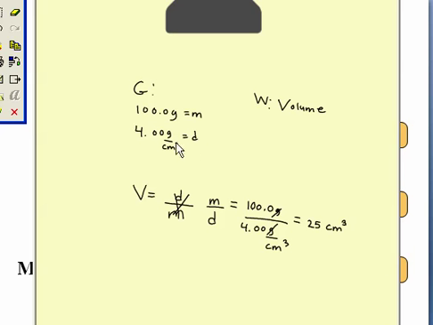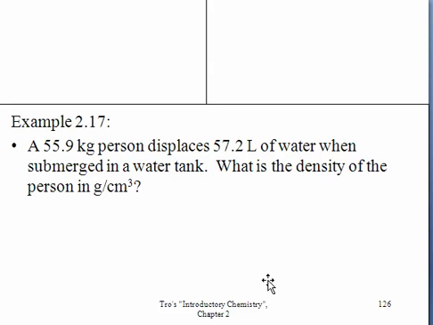Now let's take a look at our sig figs. Again, we did division. 4 sig figs here, 3 sig figs here. My answer should have 3 sig figs. So to correctly express this in 3 sig figs, I'm going to write 25.0 centimeters cubed. Now let's look at a more complicated example. A 55.9 kilogram person displaces 57.2 liters of water when submerged in a water tank. What is the density of the person in grams per centimeter cubed?